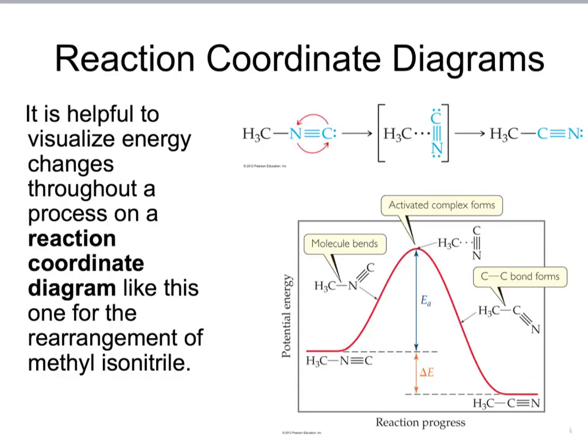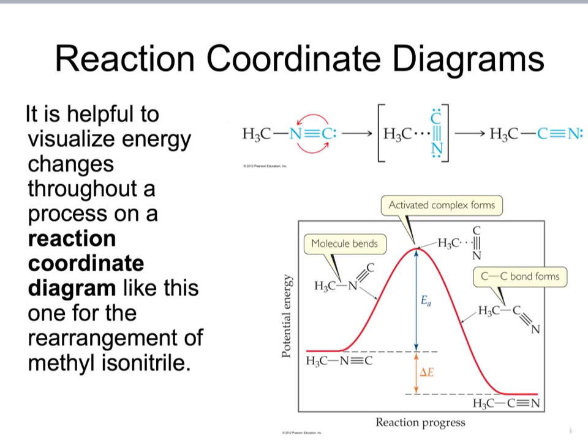Okay, so we're going to get into something called reaction coordinate diagrams, and these are just really for us to kind of see what's going on in terms of when we have a collision and comparing that with activation energy. So it's really helpful for us to visualize how energy is changing during a reaction or during such types of collisions with this reaction coordinate diagram. So specifically, we're going to look at methyl isonitrile.